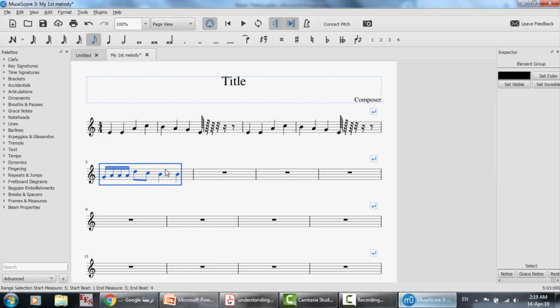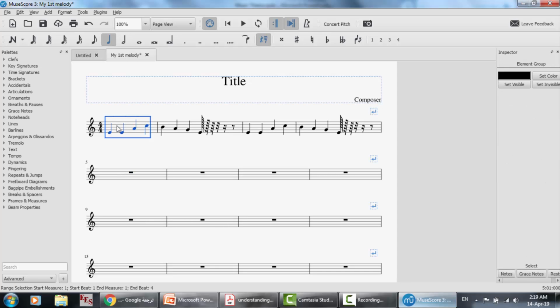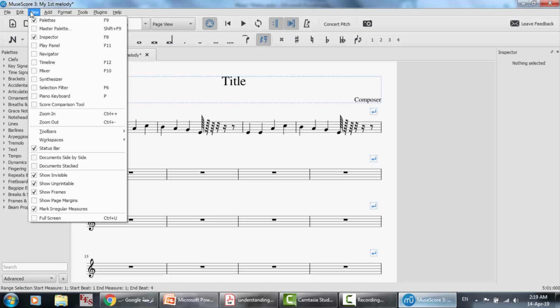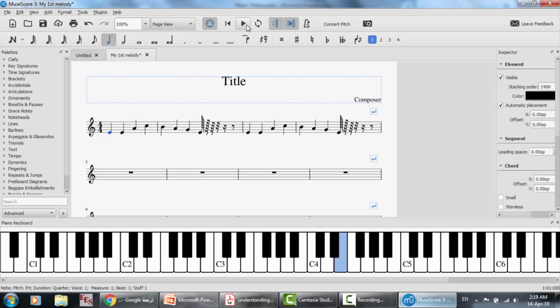So now it's time to listen to this interesting melody. Also, we can view the piano keyboard here. Let's listen. This is my first melody, and I created it after attending only 7 classes of music, and we're going to see how to make these things later. Okay, let's start.